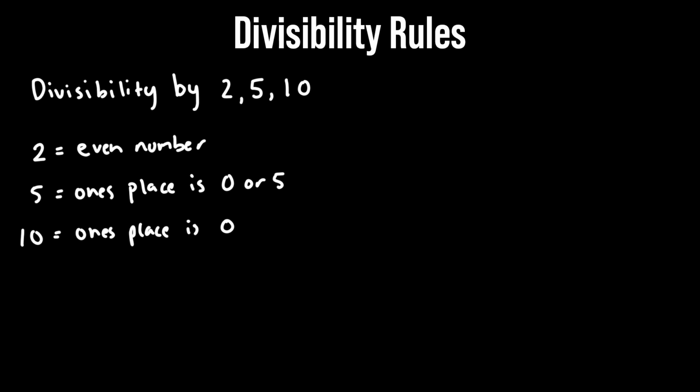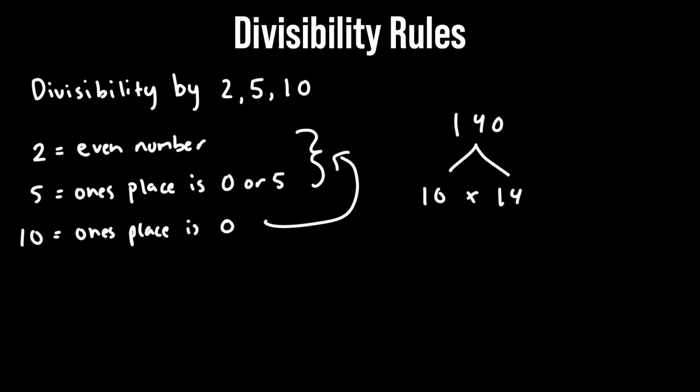Another kind of cool thing to notice is that I covered the divisibility by 2, 5, and 10, and 2 and 5 happen to be factors of 10. Therefore, any number that is divisible by 10 automatically is divisible by 2 and 5 as well. So if we know a number is divisible by 10, like 140, which is 10 and 14, we automatically know it can also be divisible by 5 and by 2.